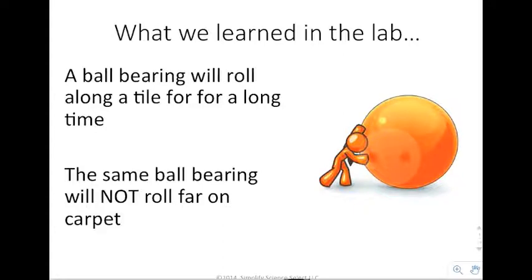Now here's what we learned in the lab. We learned that a ball bearing will roll along a tile floor for a long way. So a very smooth ball rolls along the floor for a long time. The same ball bearing does not go nearly as far on carpet, or if you use a tennis ball instead of a ball bearing, it doesn't go nearly as far.